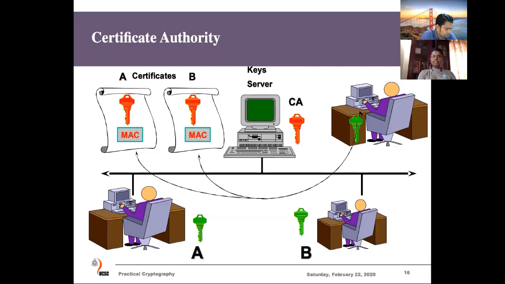The certification authorities have to certify that this public key belongs to A and this public key belongs to B. If they want to do so, they have to digitally sign those public keys. That's how they do it. For example, those certification authorities issue a kind of digital document, which we call a public key certificate, certified by the certification authority. How do they certify? They have to digitally sign. How do they digitally sign? Using their private key.